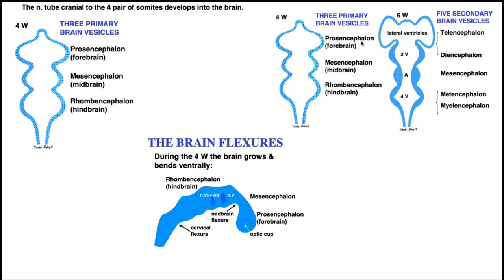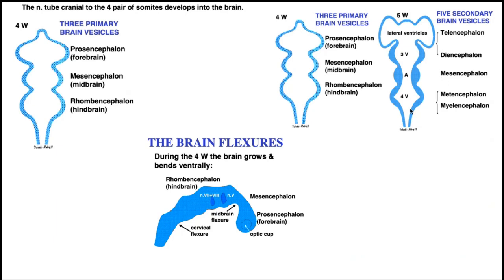Your prosencephalon is going to turn into telencephalon and diencephalon. Your mesencephalon, or your midbrain, is going to remain as 1. And then your rhombencephalon, or your hindbrain, is going to further differentiate into metencephalon and myelencephalon. I know it's a bit difficult. It's easy to confuse some of these words, but you just are going to have to memorize it.